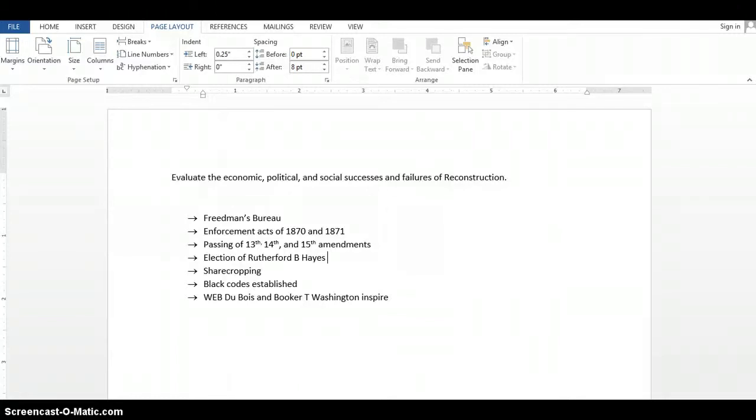Black codes being established was another failure of Reconstruction because it only gave way to pre-Civil War like mindsets in the South, and basically discriminated against blacks and made this discrimination legal, which hadn't been done before. Another thing that it did was it basically overruled the Enforcement Acts that were mentioned before, and because of that we would say that it is a failure.